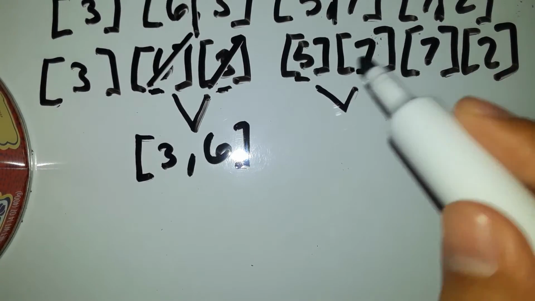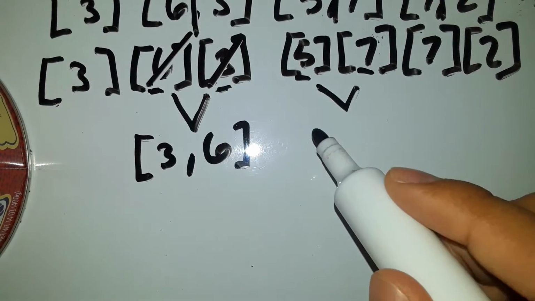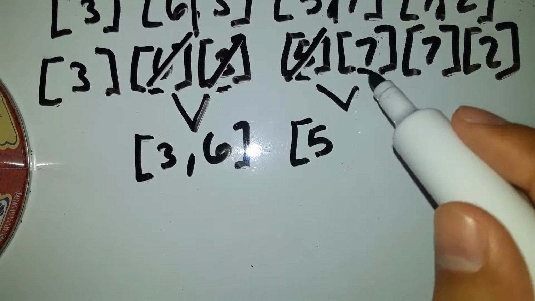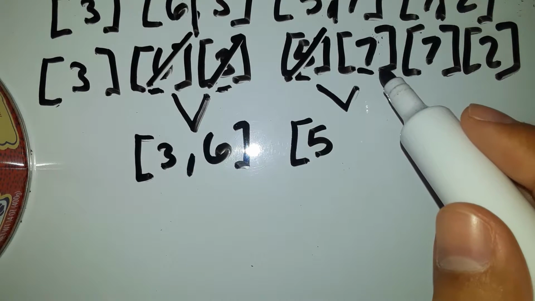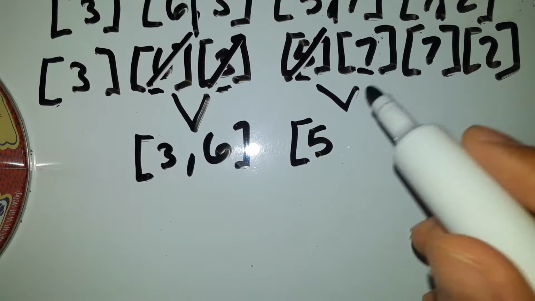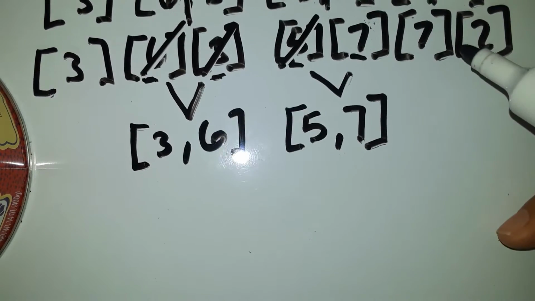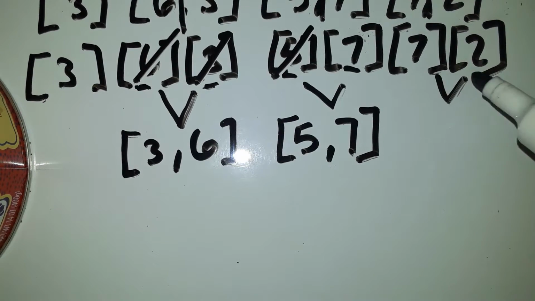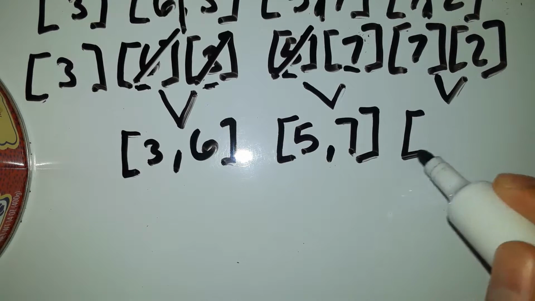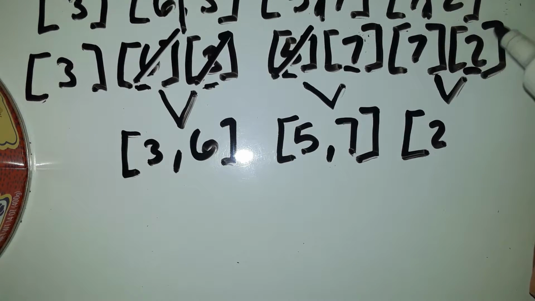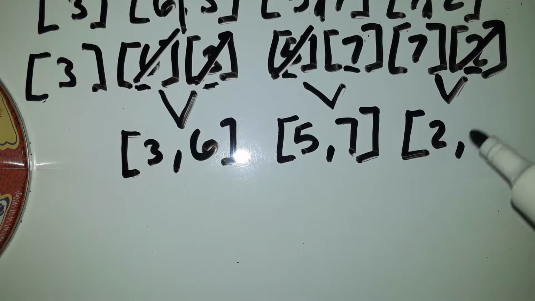Well, the 5 is definitely smaller than the 7. And now there's nothing for 7 to compare to, so we're just going to push every other item left in this array into this new array. So 7. And then again, we're going to do the same thing with the 7 and the 2. So we have the 2, and then there's nothing else for the 7 to compare to, so 7 gets pushed here.